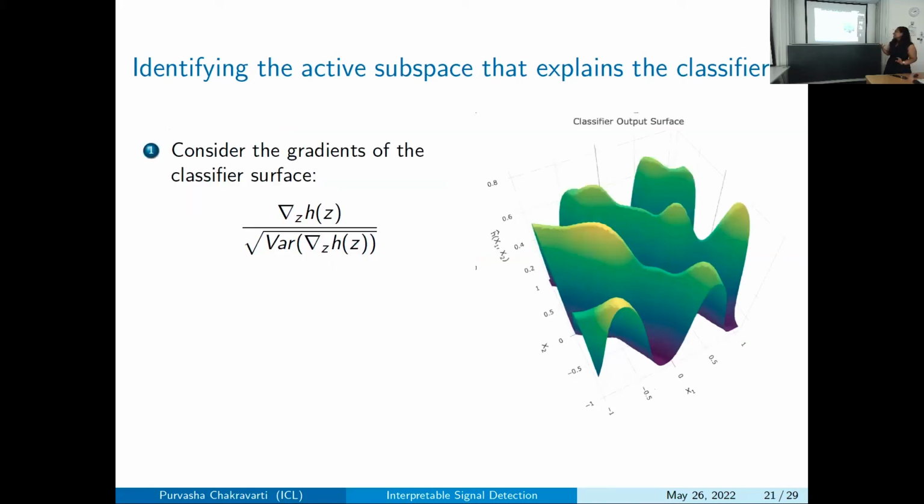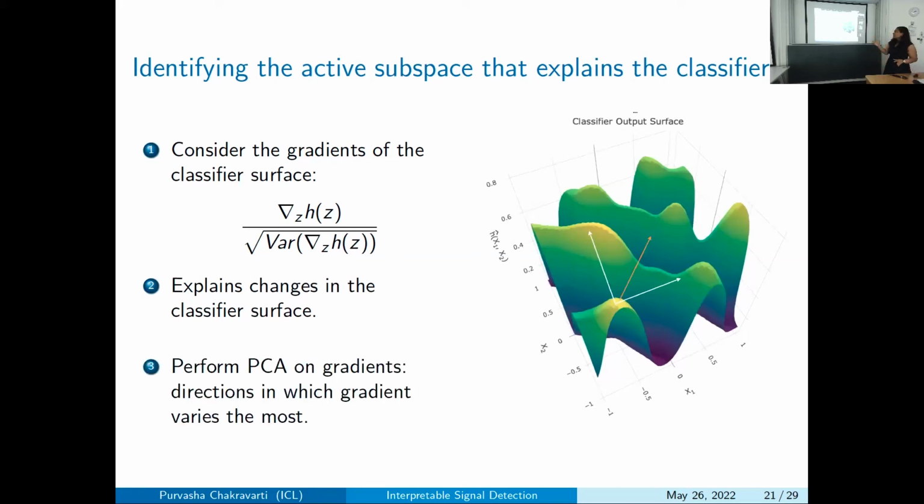And the way we do that is you first look at the standardized gradients. So if you look at the standardized gradients, it will basically tell you how the classifier surface is changing in each of the variables, right? And then we perform principal component analysis on it. So this is PCA on the gradients. And what that tells you is the direction along which you have the most variance in the gradients. So what that's telling you is what's the direction along which your surface is changing the most, or is the bumpiest, right?